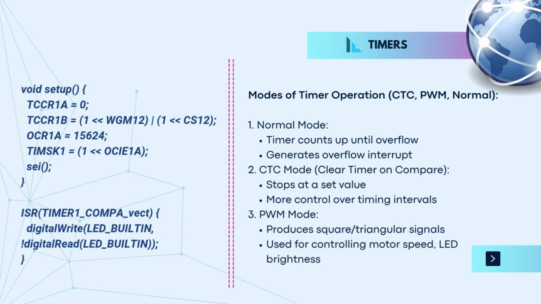Let's say you want to trigger an action every 1 second using a timer. You can configure a 16-bit timer in CTC mode, set it to match after 1 second, and let it handle the timing, no blocking, no delays.